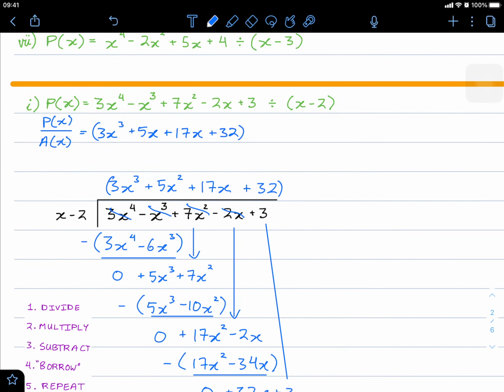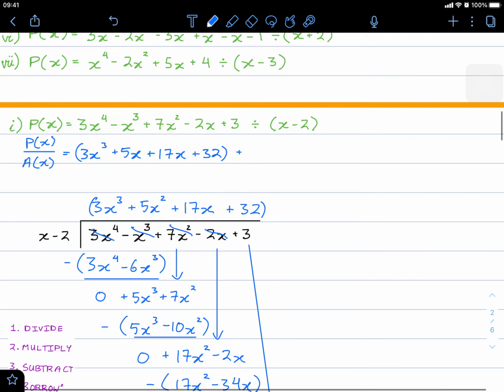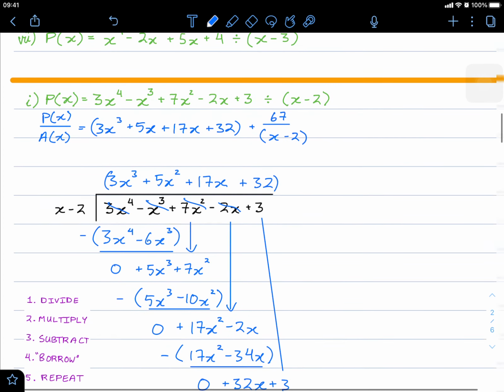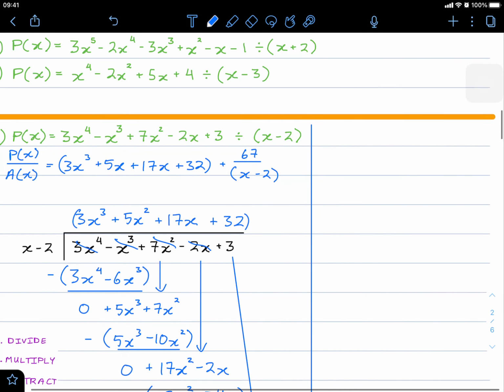The remainder was 67, 67 over our divisor, x minus 2. So there is our long division. So the answer to this long division, making it even more neat than you have it here, is going to be 3x cubed plus 5x squared plus 17x plus 32 plus 67 over x minus 2.